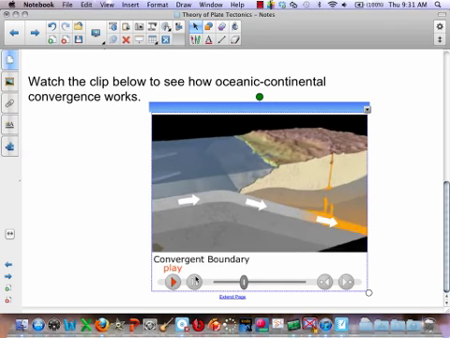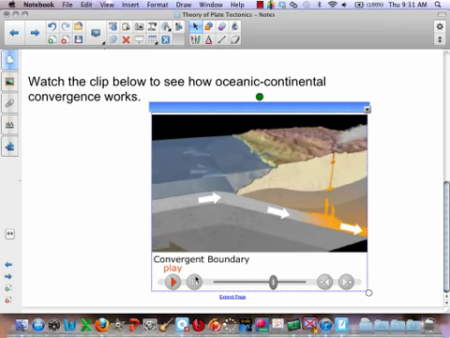Give me some examples where we have these. Where do we have volcanic mountain chains due to an ocean being subducted underneath the continent?